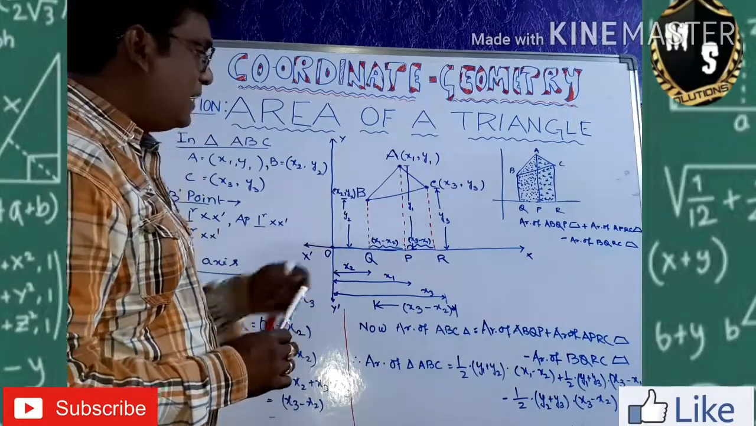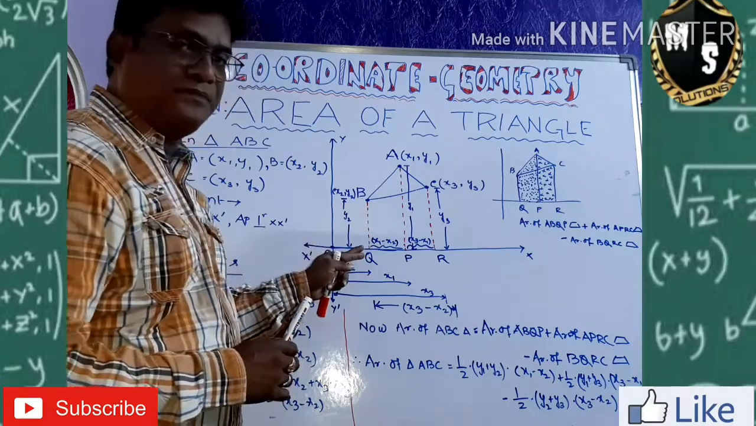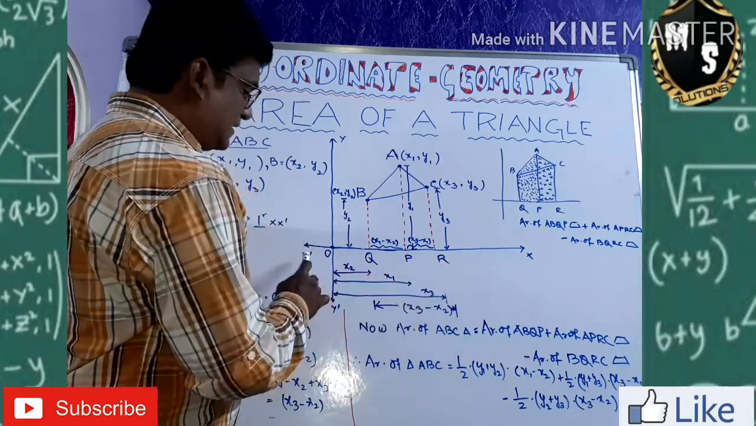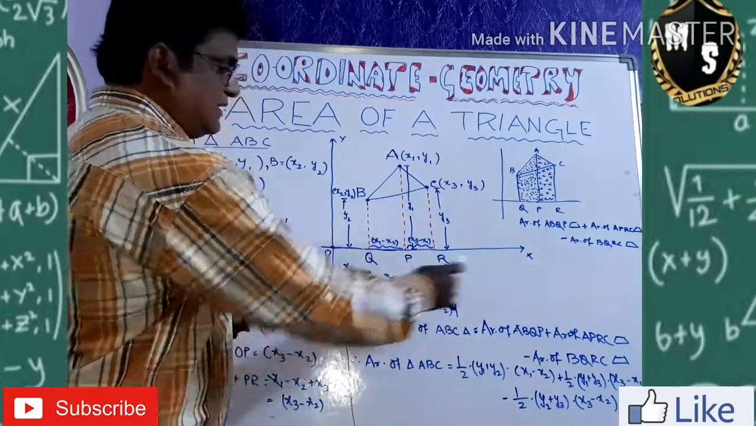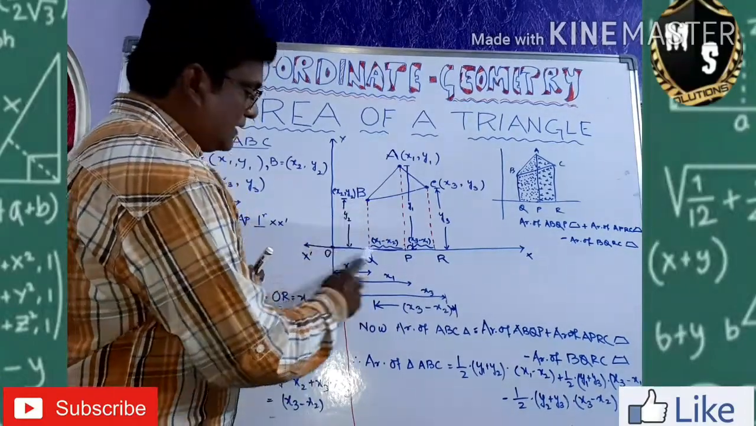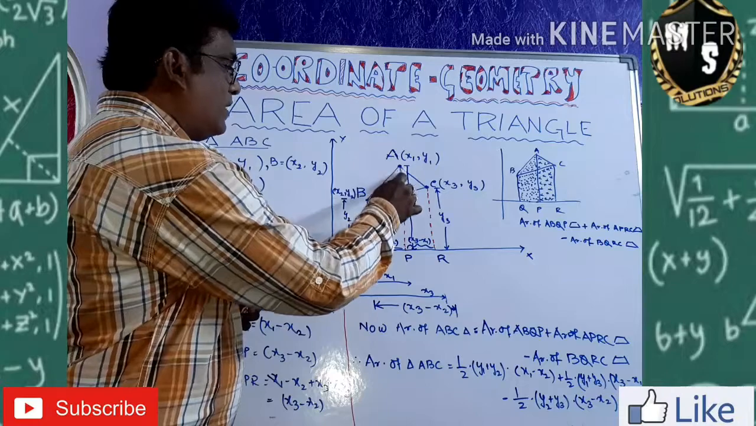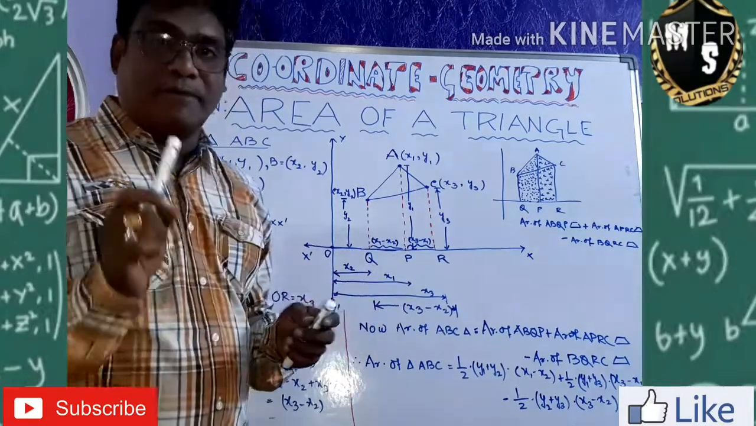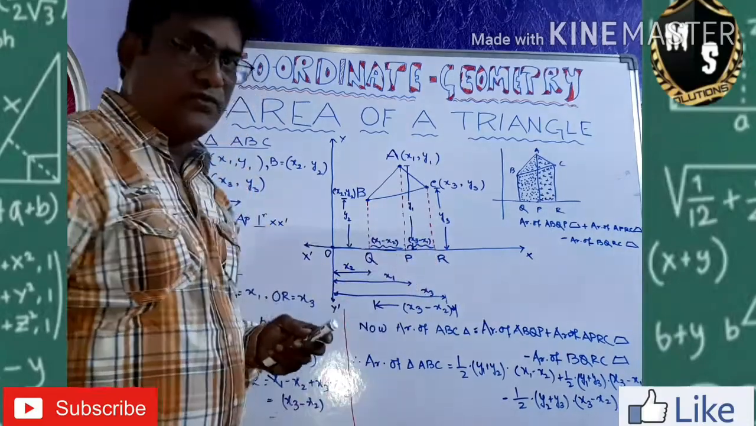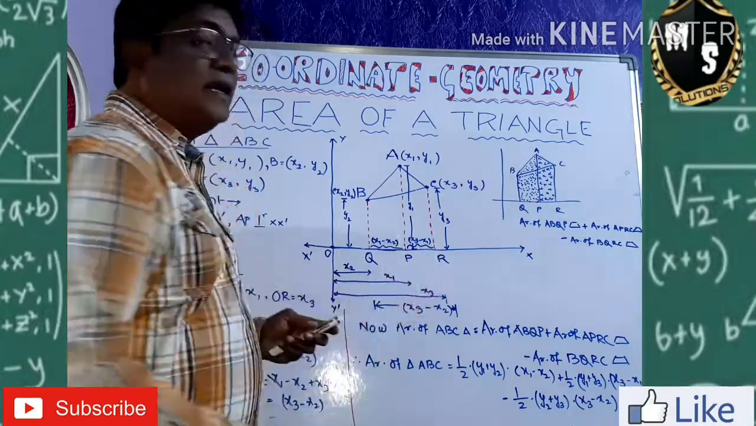Clear now? Now what I did, I dropped the red lines, some perpendiculars. I dropped a perpendicular from B to the x-axis. What is the x-axis? X dash x. So I dropped a perpendicular from B to the x-axis, and it touches the x-axis at Q. Another perpendicular I dropped from A touches the x-axis at P. Another I dropped from C touches the x-axis at R. So the three perpendiculars touch the x-axis at Q, P and R.